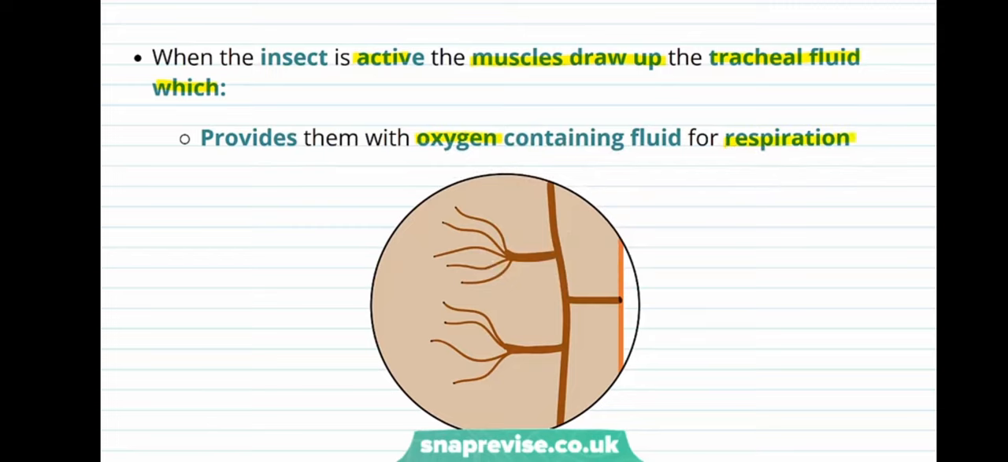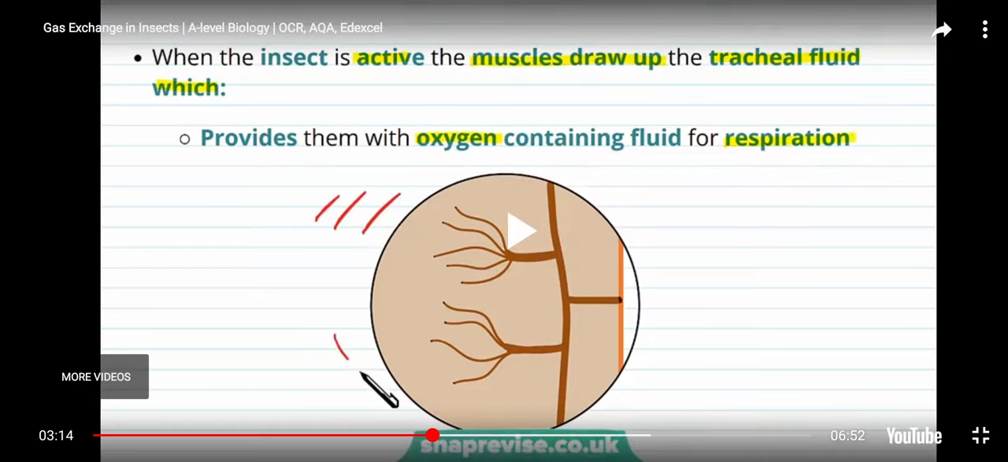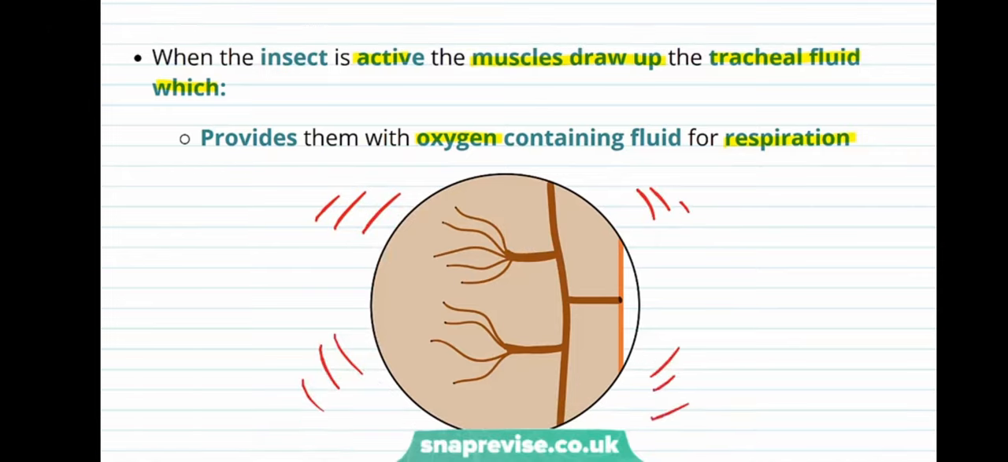So if you imagine now what's happening, the fly has become active and it's using lots of various muscles, and because of this, the muscles are sort of using a suction technique to get this fluid out of the tracheoles into the body of the insect. And then this fluid contains oxygen, and the oxygen can diffuse into the cells that need it.